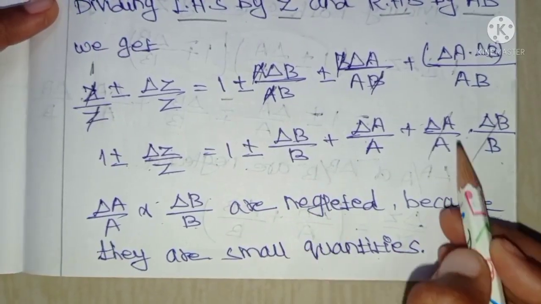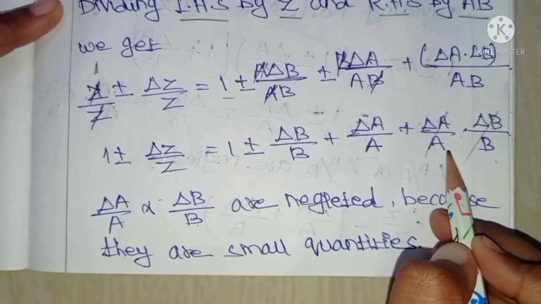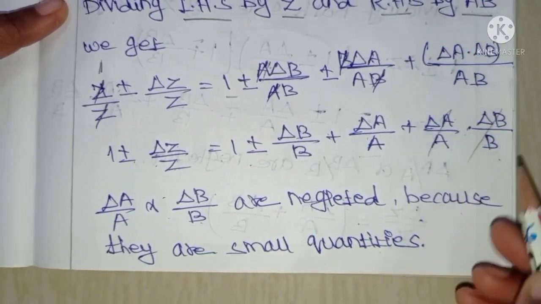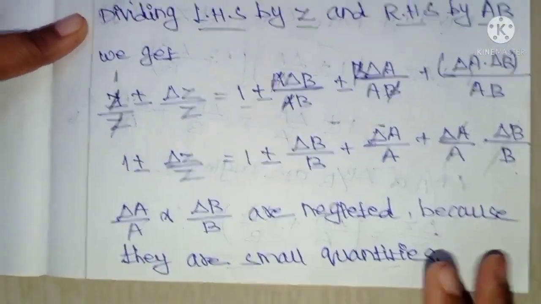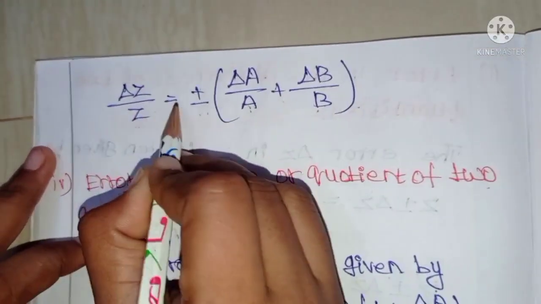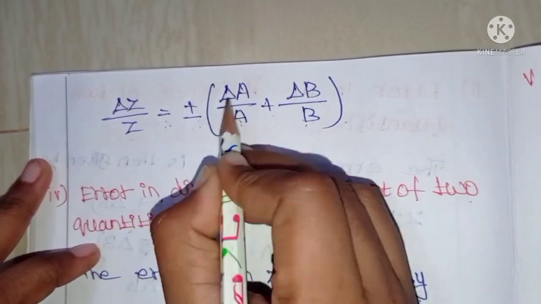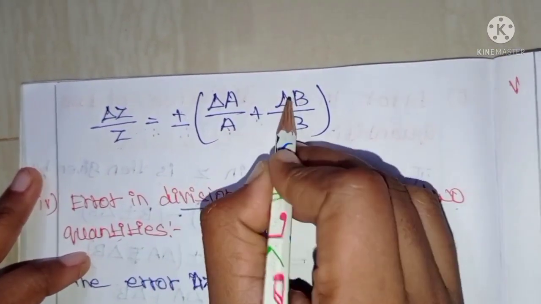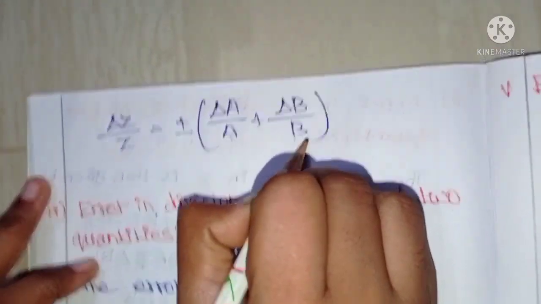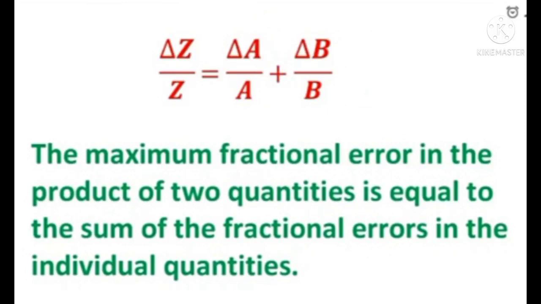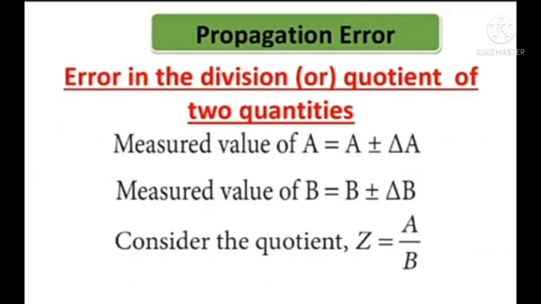In this equation, we are neglecting del A by A dot del B by B because they are small quantities. So the final equation is del Z by Z is equal to plus or minus del A by A plus del B by B. From this, the fractional error in the product of two quantities is equal to the sum of the fractional errors in the individual quantities. The next one is error in the division or quotient of two quantities.